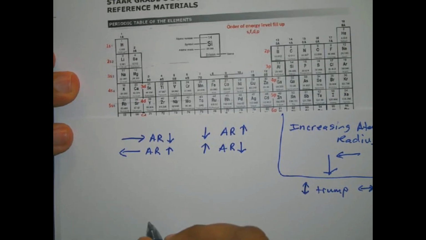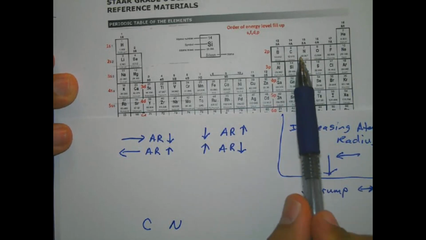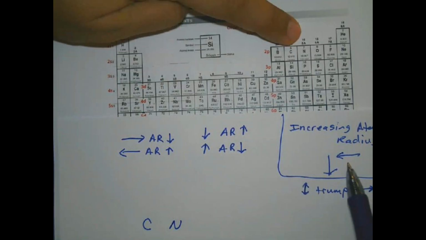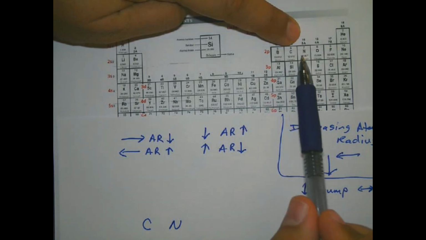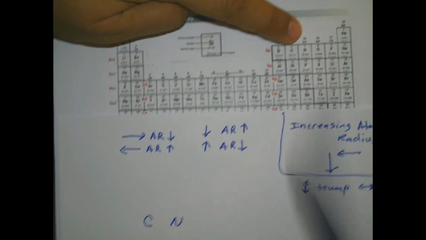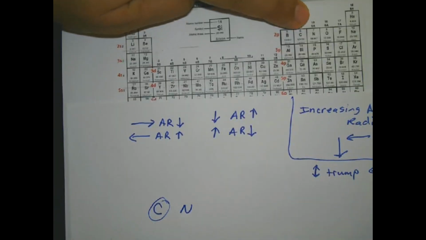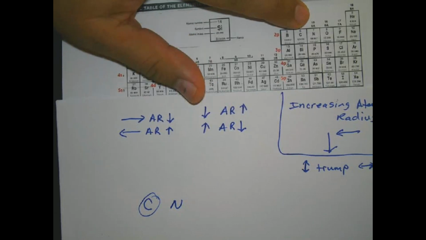Let's do a couple of quick examples here. Who is bigger on the periodic table, carbon or nitrogen? So you're going to go to the periodic table. Who's bigger? Well, what dictates the atomic radius size? It's bigger if you go left and bigger if you go down. So since these two are left and right from each other, whoever's the most left is the biggest one. So who's the biggest one here? Carbon is the biggest one, right?